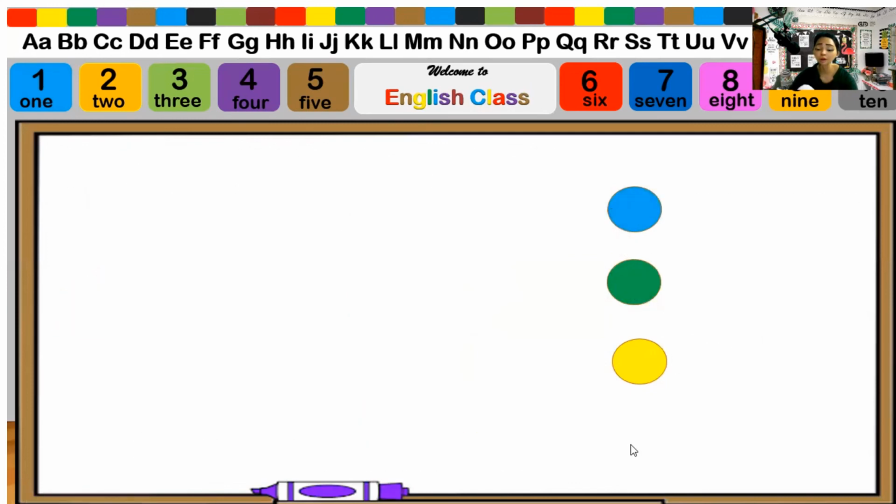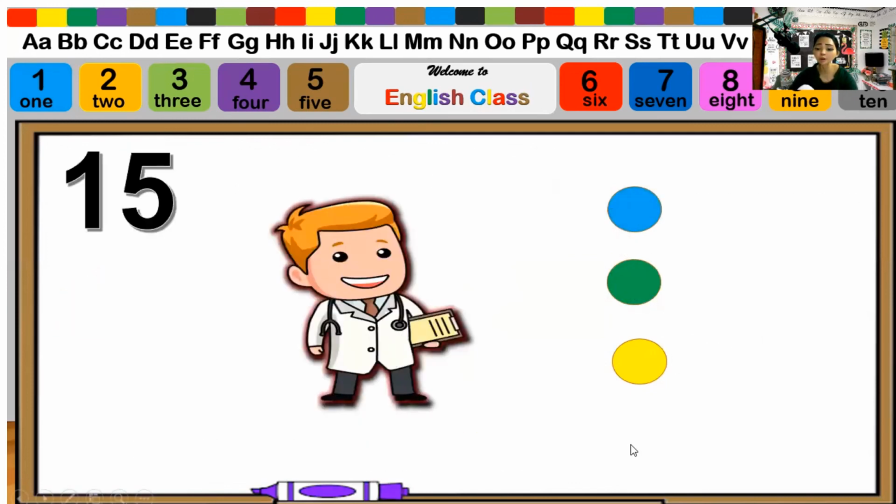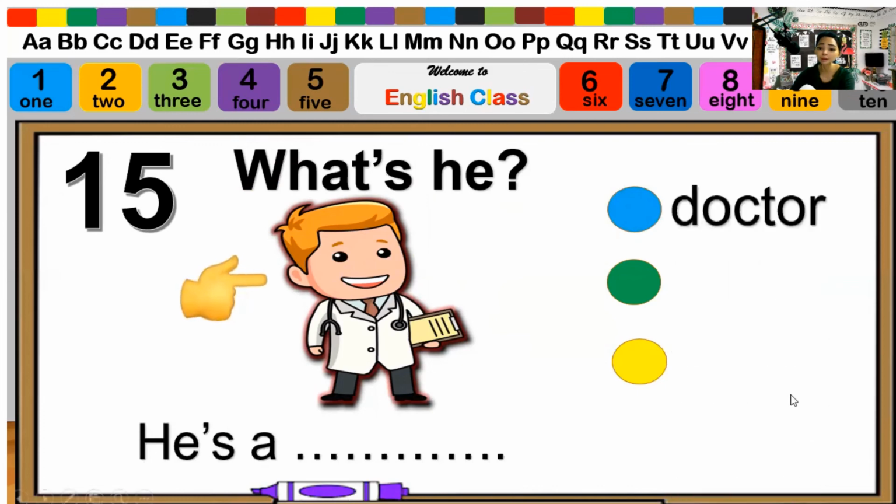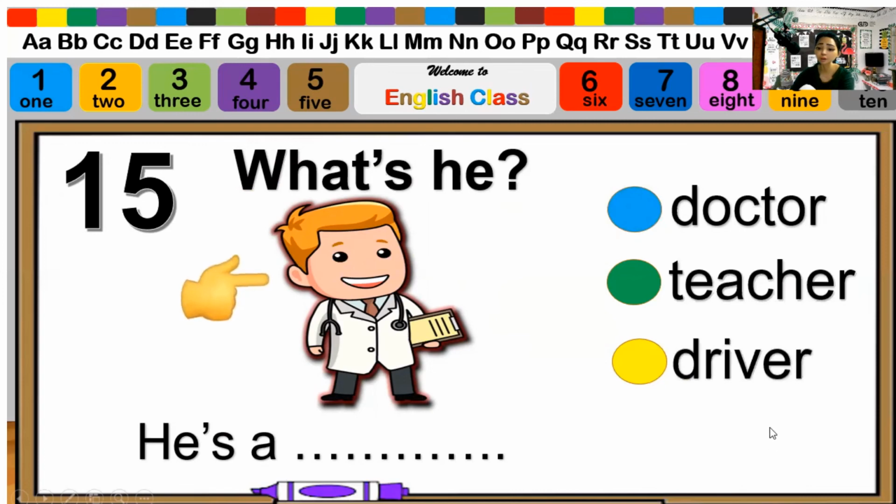Okay, I think this is the last question. All right, let's look. Okay, so what I've told you, and we've studied this also before, the use of he and she, the pronoun he and she. So since it's a man or a male, we will use the question, what's he? Okay, what's he? And then the answer is, he is. All right, let's find the choices. Doctor, teacher, or a driver.